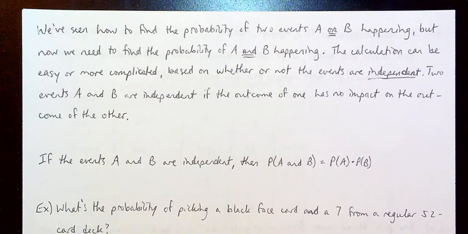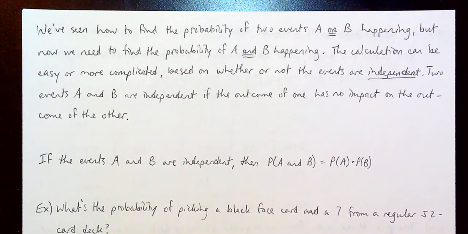Just some quick samples of events that are independent. You take two separate fair coins and you toss them. The outcome of one is not going to have any impact whatsoever on the outcome of the flip of the second coin.